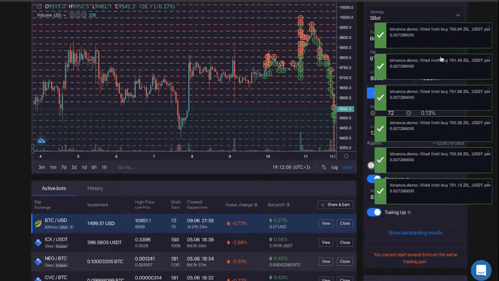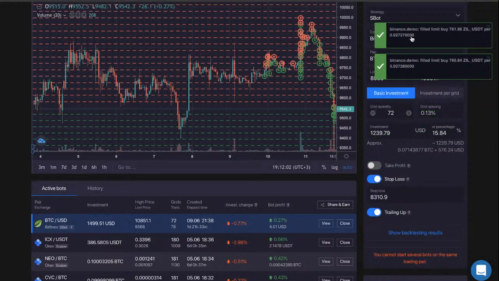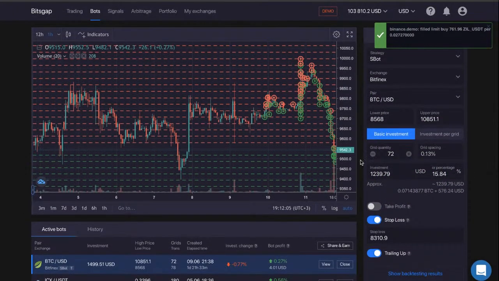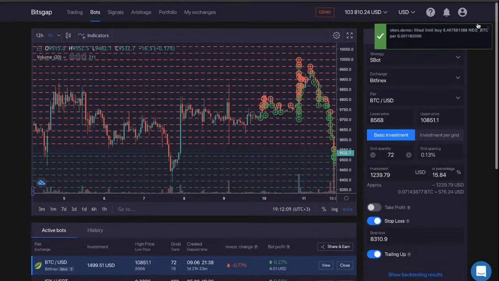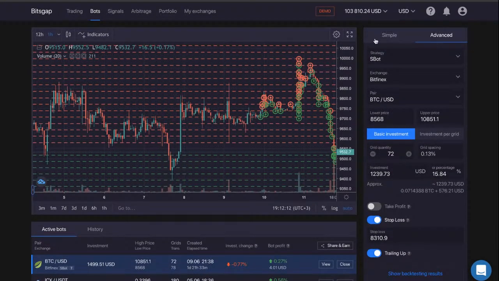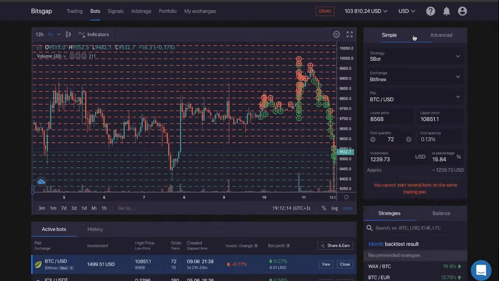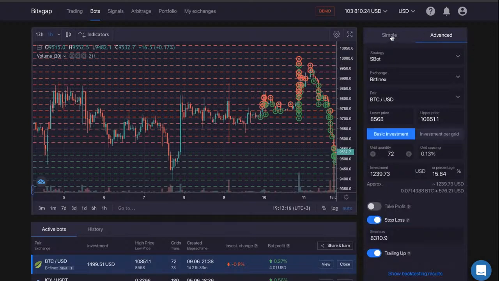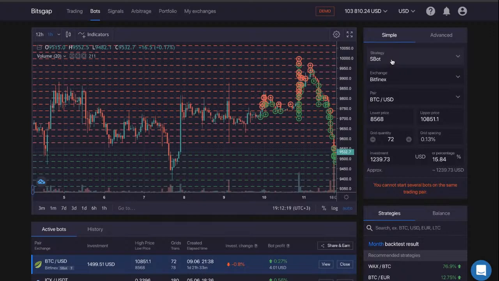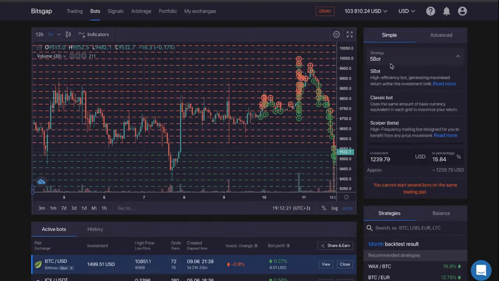And as we are speaking, you see that there are trades happening in real time. On the right side we have the simple and advanced modes, and let's start with the simple. Here you can choose the strategy, and currently we have the S bot, the classic bot, and the scalper, but soon there will only be the classic bot and the S bot, which will be united with the scalper.